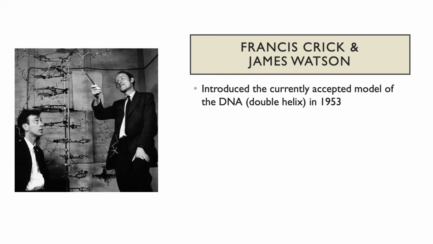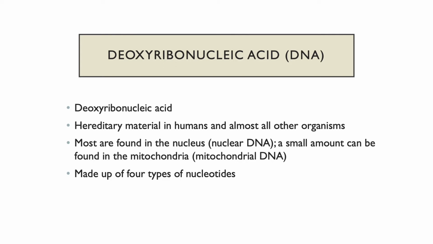In 1953, Francis Crick and James Watson introduced the currently accepted model of the DNA, that of the double helix, which led them to receive the Nobel Prize for Medicine or Physiology in the same year. Now, DNA or deoxyribonucleic acid is the hereditary material in humans and almost all other organisms. Nearly every cell in a person's body has the same DNA. Most DNA is located in the cell's nucleus, where it is called nuclear DNA, but a small amount of DNA can also be found in the mitochondria.